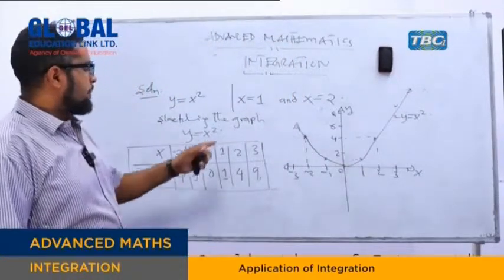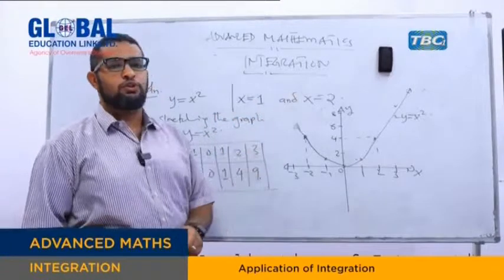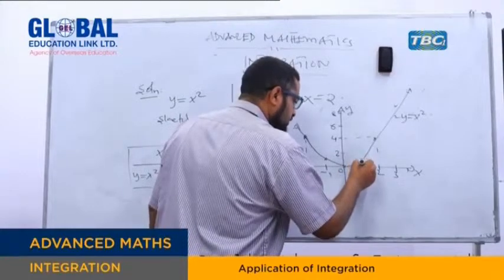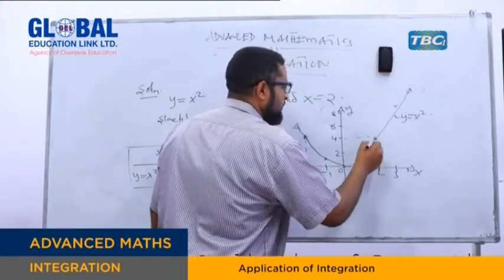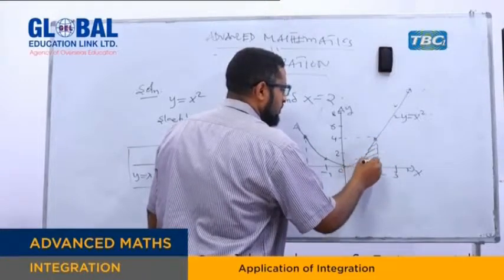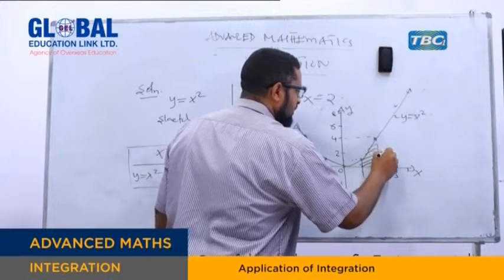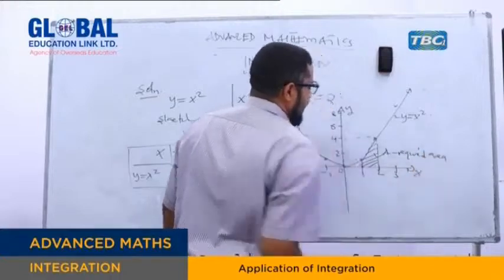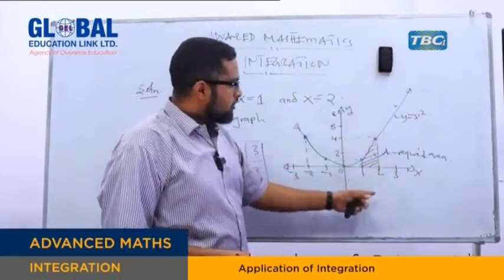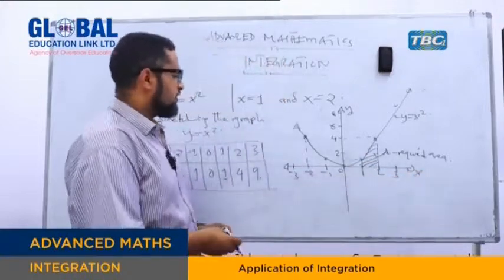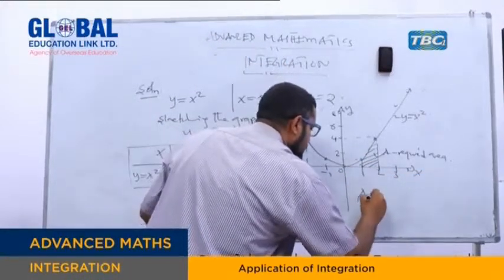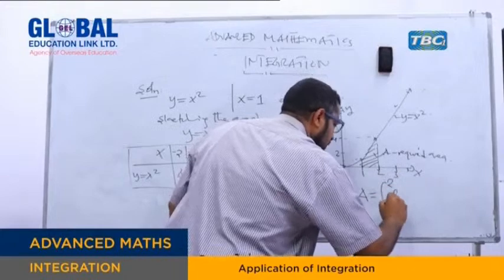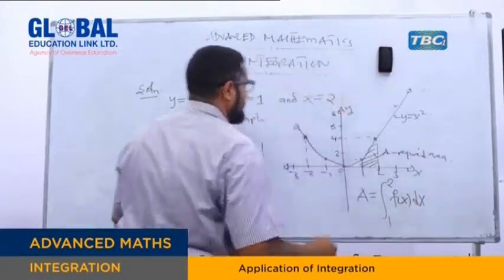But you have to find the area from x equal to 1 and x equal to 2. Show that area in your graph. So it means from x equal to 1 and x equal to 2, this is the area that you are supposed to find. This is the required area. Now for that case, because it is with respect to the x-axis, the formula that we are going to use will be equal to the area from 1 to 2 of f of x dx.